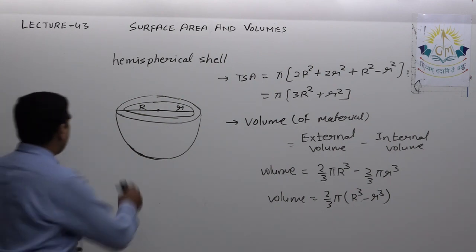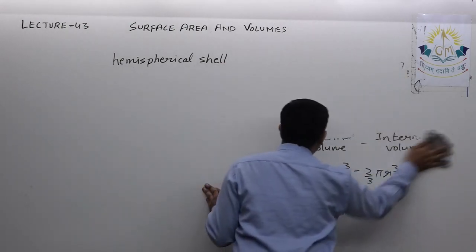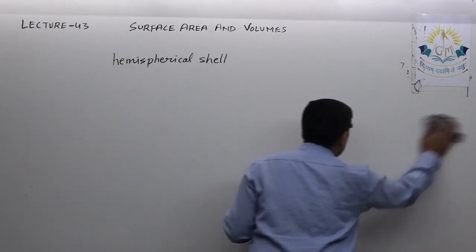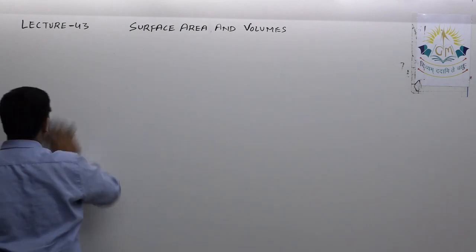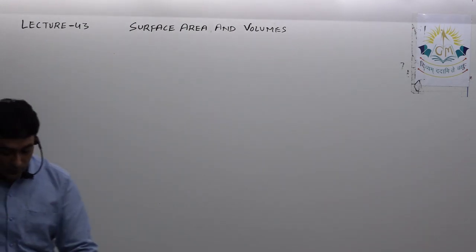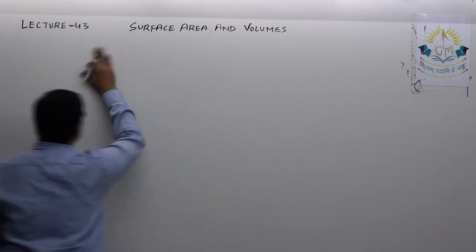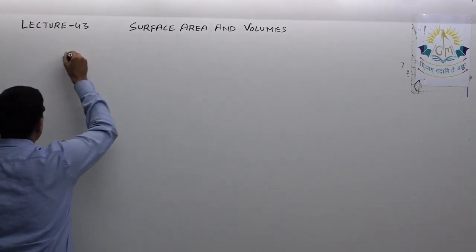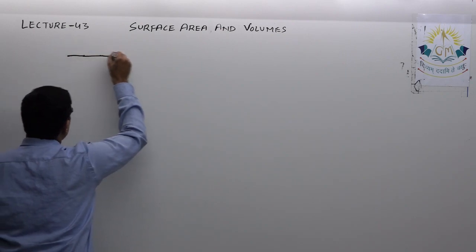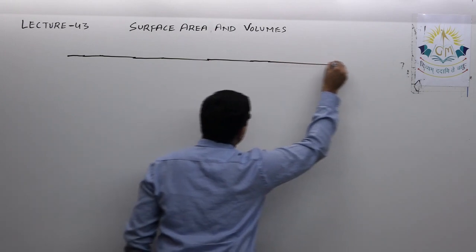Now, till now we saw the volume of cube, cuboid, cylinder, cone, then hemisphere, then sphere, then hemisphere. Now we'll write all the volumes. We'll see all the volumes and surface areas in a tabular form for your ready reference. So let us see that once in short.